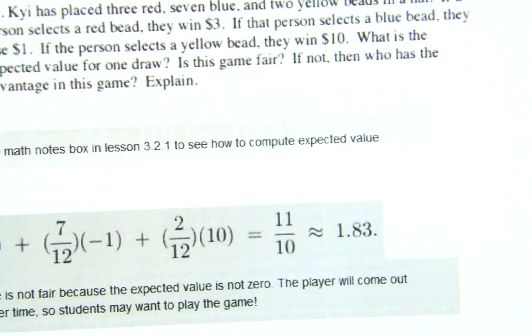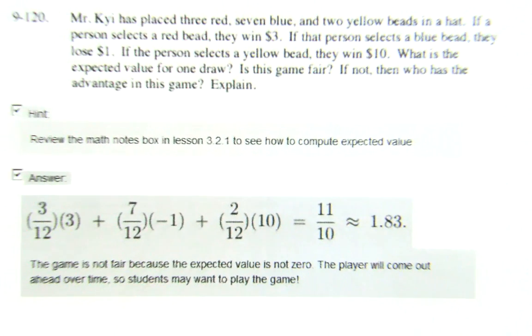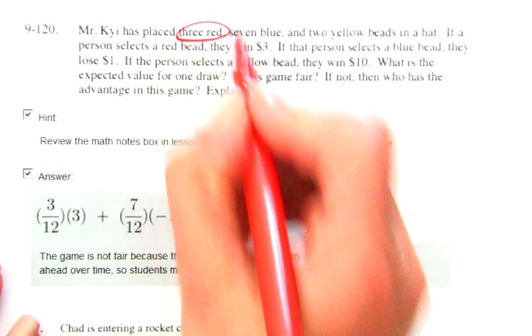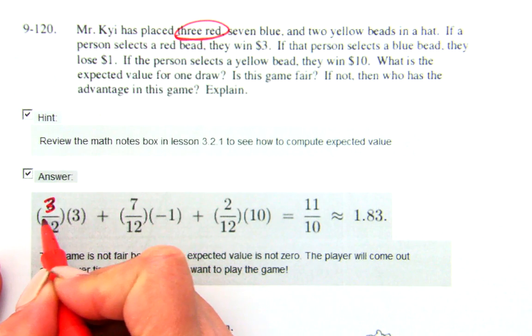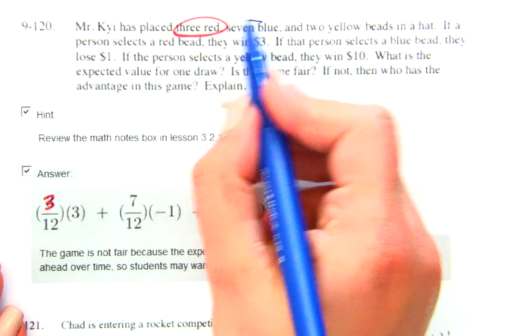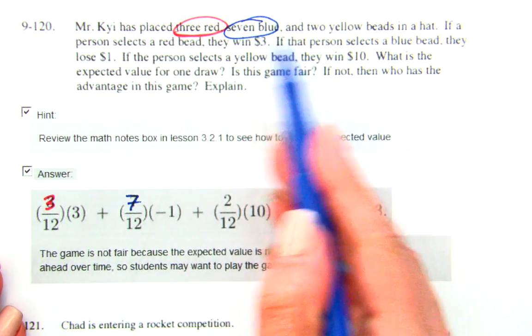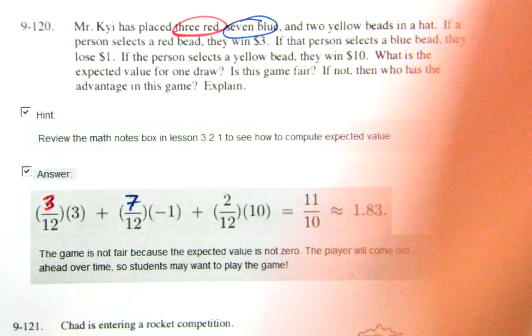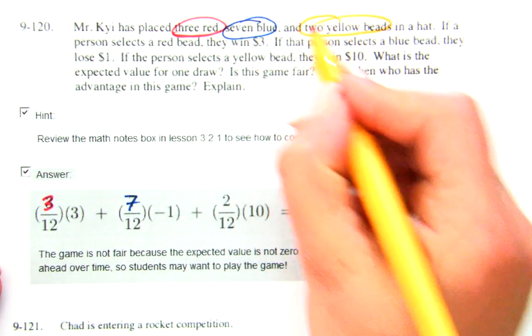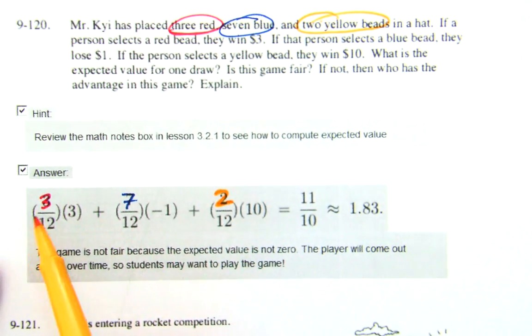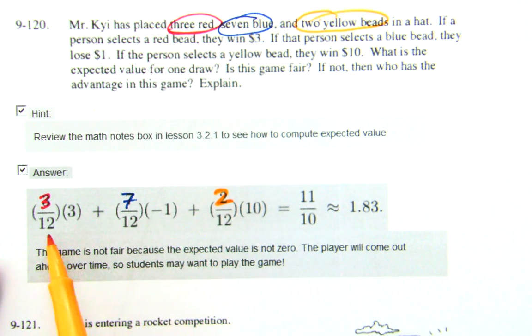Okay, 120. This should be pretty simple. I'm just going to straight up work it through. So he has placed 3 of the red ones, 7 of the blue ones, and then 2 of the yellow beads. All right. 3 plus 7 is 10, plus 2 is 12.